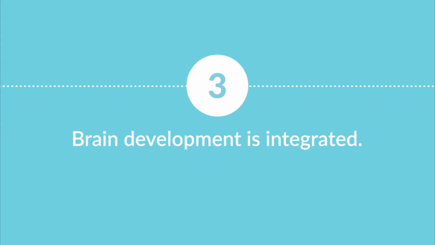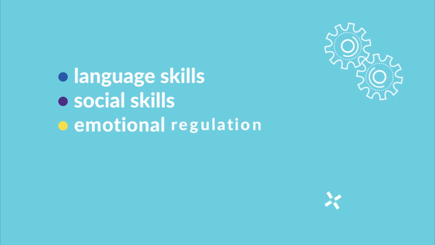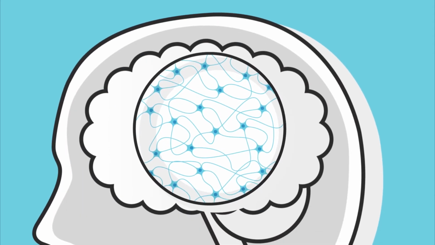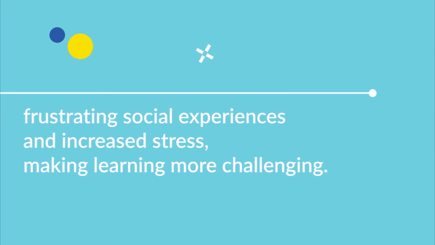3. Brain development is integrated. We often try to differentiate brain functions like language skills, social skills, emotional regulation, and cognitive skills. The cross-section of the animated brain reappears. The brain displays a series of synapses. A red circle and multiple yellow circles appear covering portions of the brain. But the brain is more like an interconnected spiderweb. Deficiencies in one area can lead to deficiencies in other areas. For example, delays in expressive language skills can lead to frustrating social experiences and increased stress, making learning more challenging.